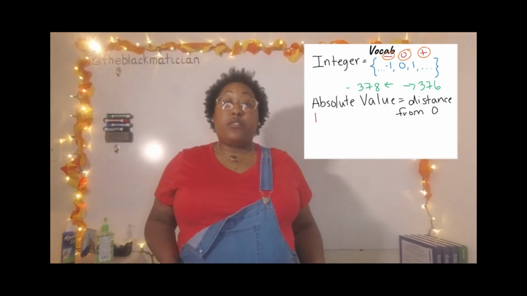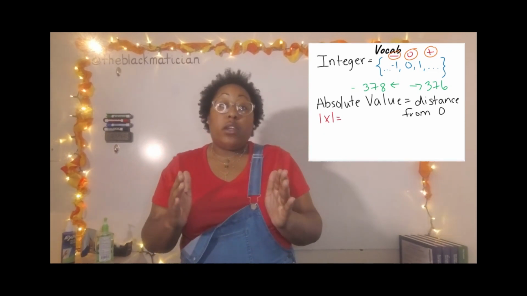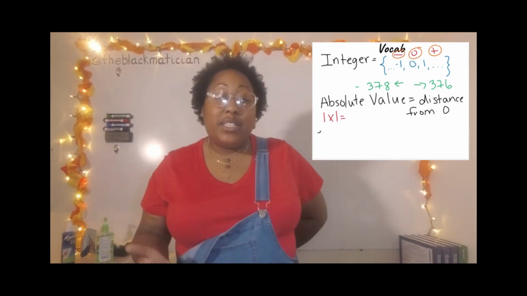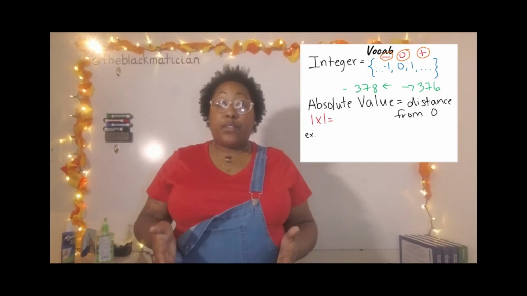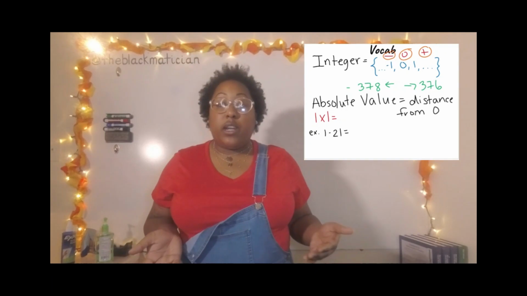When we're doing absolute value, we always put these little bars. And the bars indicate that I want to know the absolute value of a number. So let's do an example really quick. If I say the absolute value of negative 2, I want to know how far negative 2 is on a number line from 0.